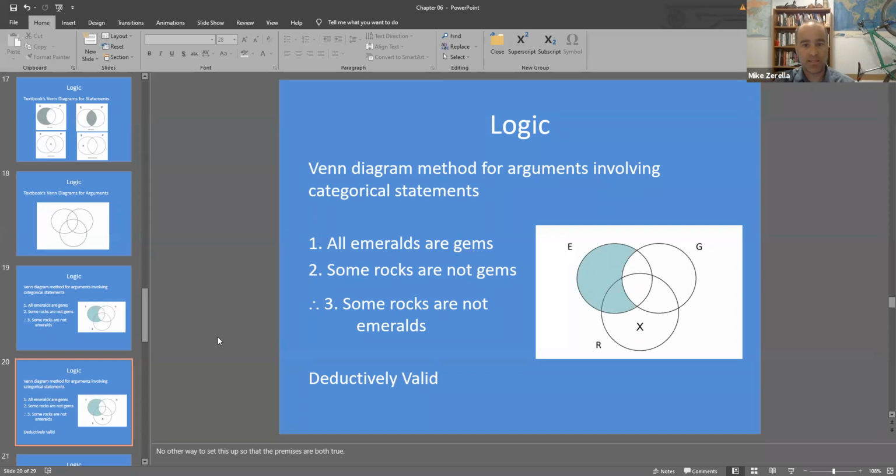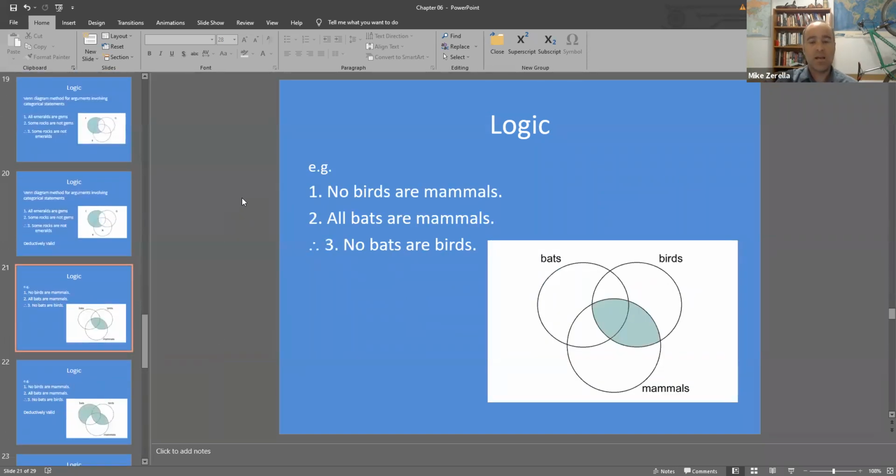Okay, let's look at our other examples. So now we've got the three overlapping circles representing bats, birds, and mammals. First premise tells us that no birds are mammals. So we shade out the whole part of the birds circle that overlaps with mammals. So the only part of the birds circle that's available is the part that's outside of the mammals circle. So this shows us that no birds can be mammals.